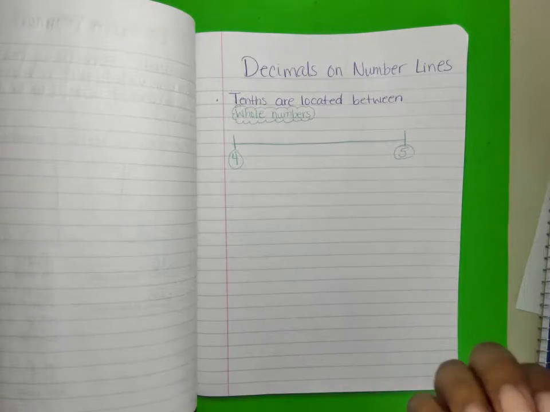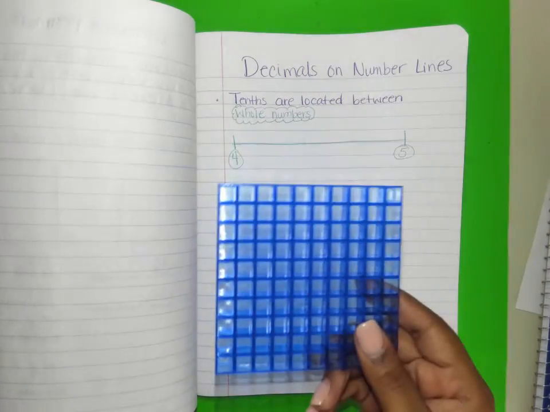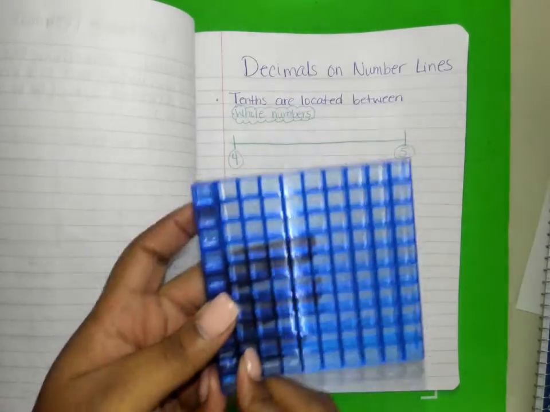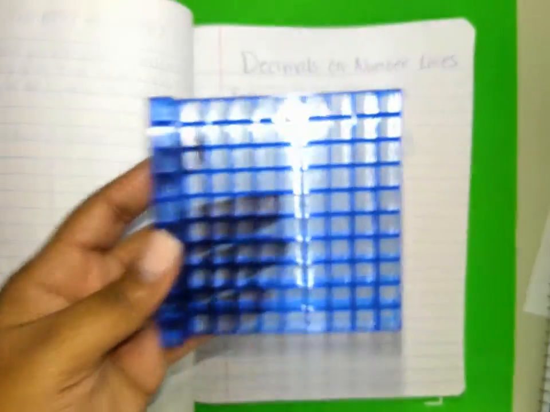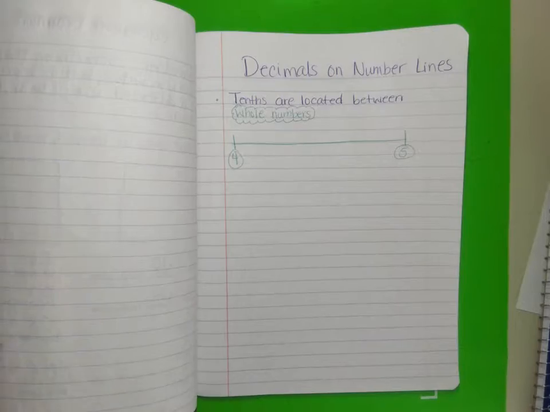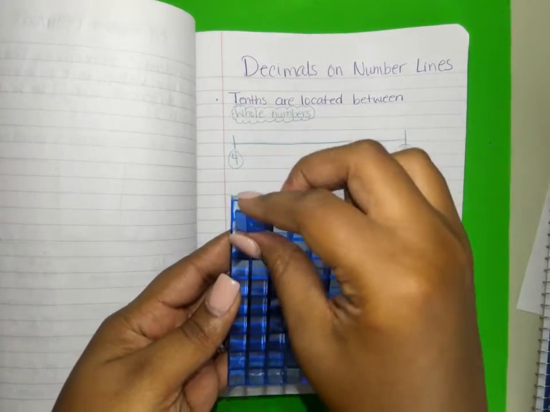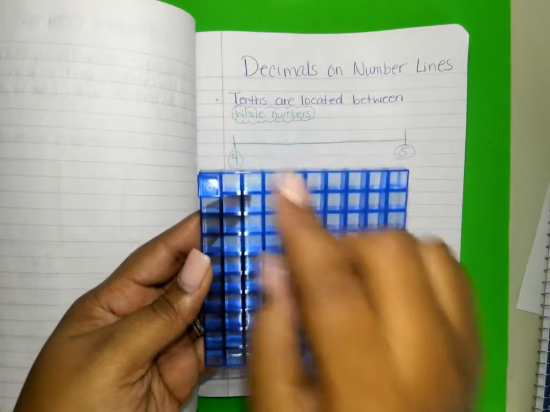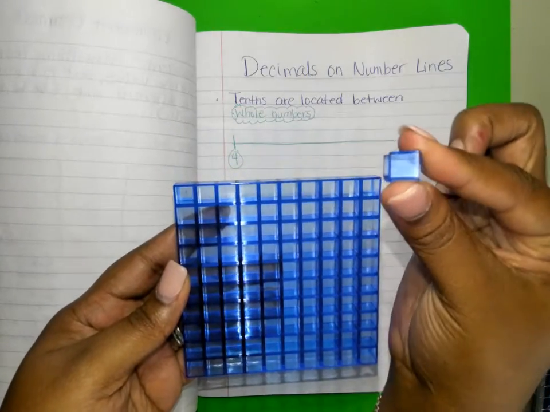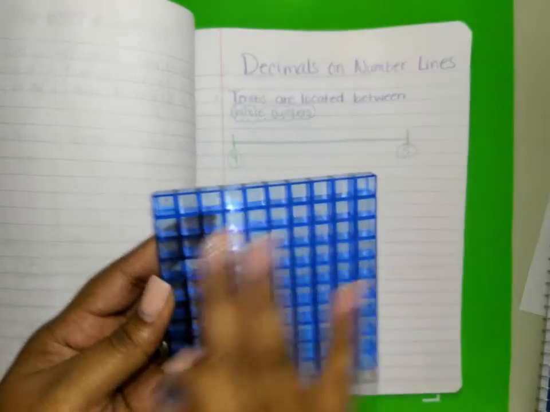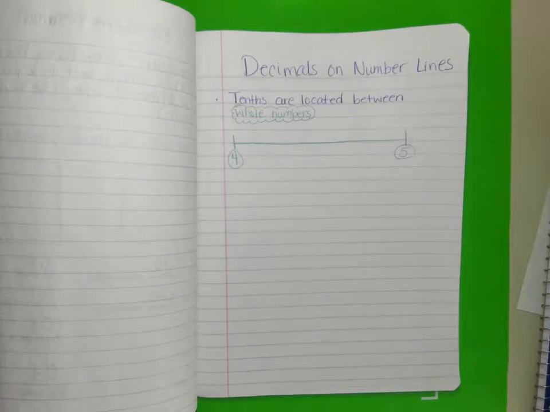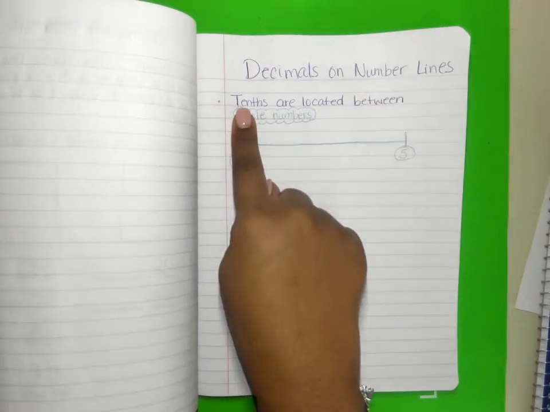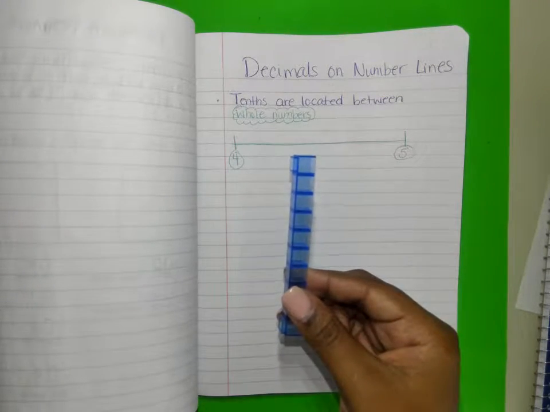The reason why, really quickly, is because this is one whole. It takes 10 of these to represent one whole. That's why it's called 1/10. And it takes 100 of these to represent one whole, which is why it's called 1/100th, because one is 1/100th of a whole.